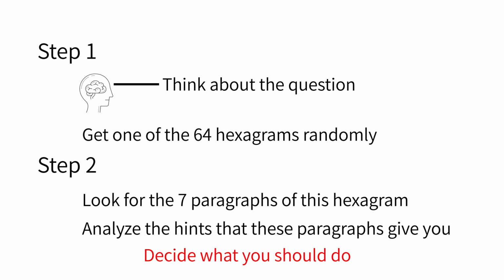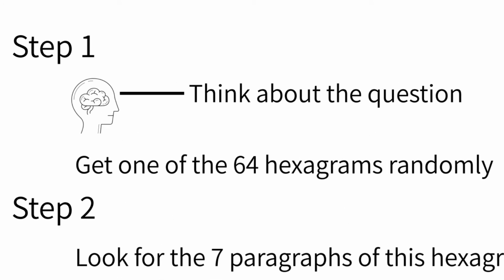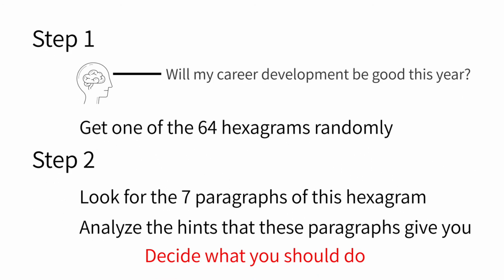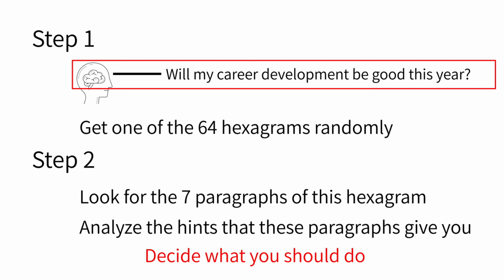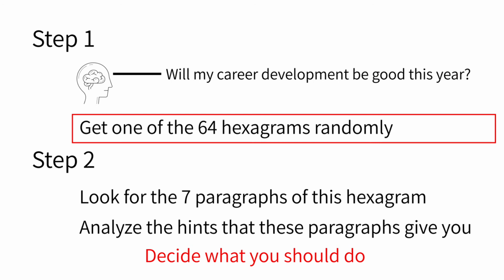For example, if I want to use the I Ching to predict the development of my career this year, what should I do? First step, I need to calm down and think about the question in my head. The question is, will my career development be good this year? Then I use a method to randomly get one of the 64 hexagrams. Let's say it's the Thai hexagram whose English name is peace.